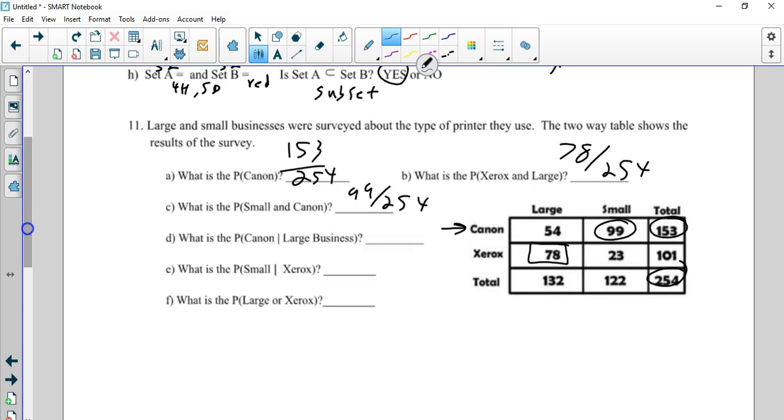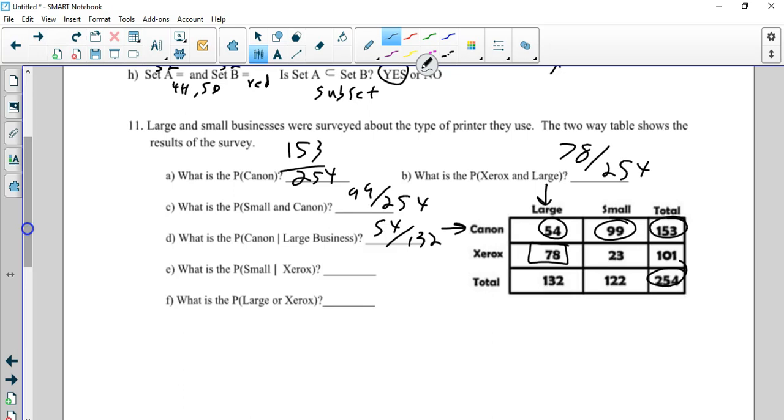Now, this is where it's going to change up a little bit. What's the probability of a Canon given large? So large means we're starting down here, this way, and that means 132 is going to be our denominator. And that's how you read it. It's given large. So since large is basically the first thing, I know it says Canon then large, but given means that comes first. That's going to be our denominator. And then we just go to Canon, and that's our numerator.